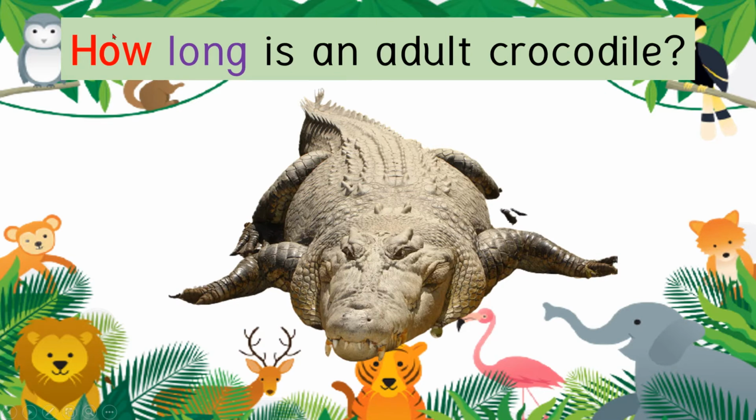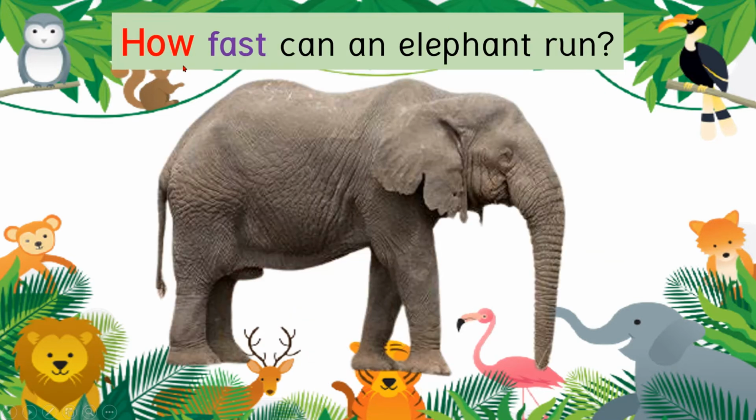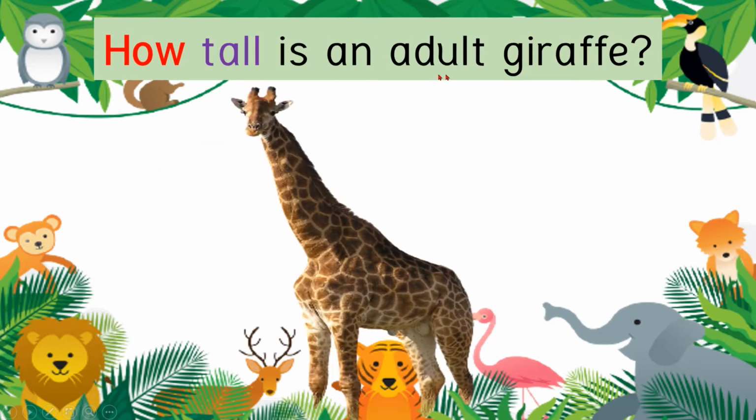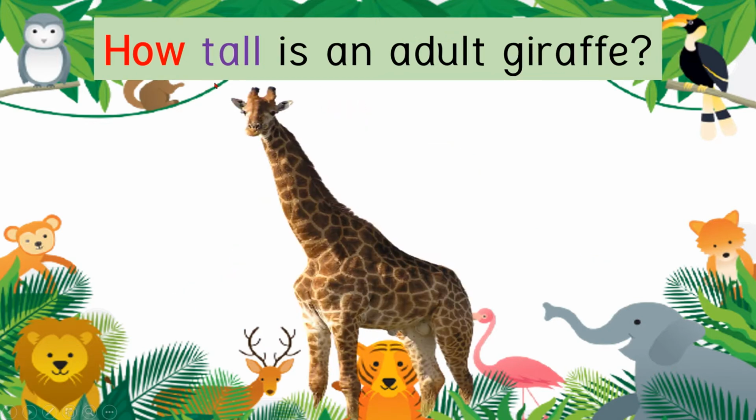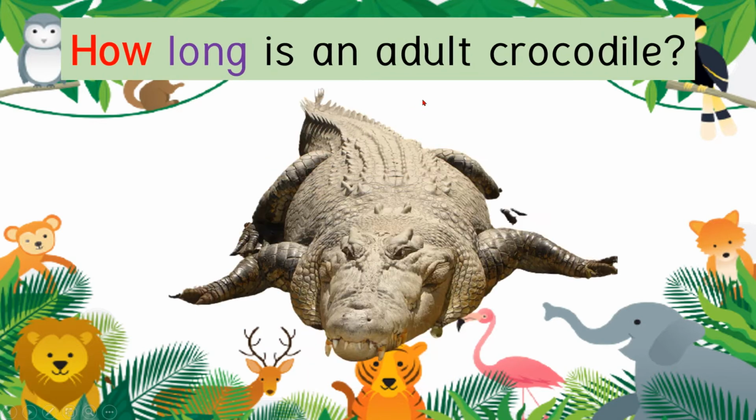What you just read just now, how fast can an elephant run? How tall is an adult giraffe? How long is an adult crocodile? Those are called how questions. Soalan yang menggunakan how. How ni maksudnya berapa. Berapa panjang, berapa laju, berapa tinggi. So these are called how questions.